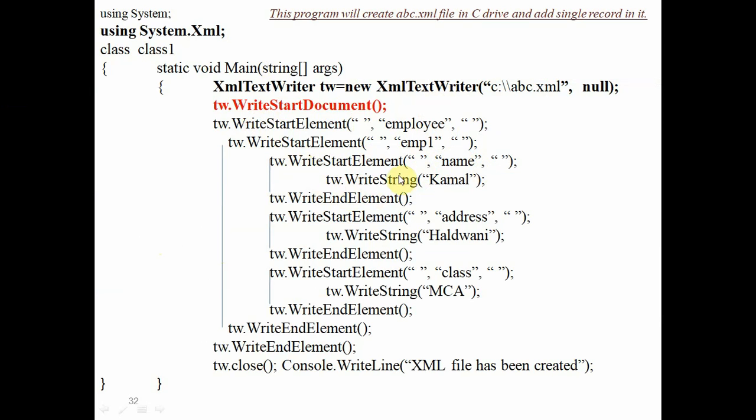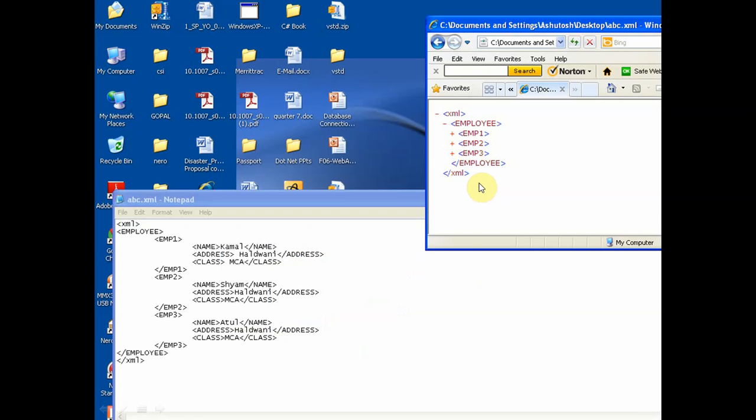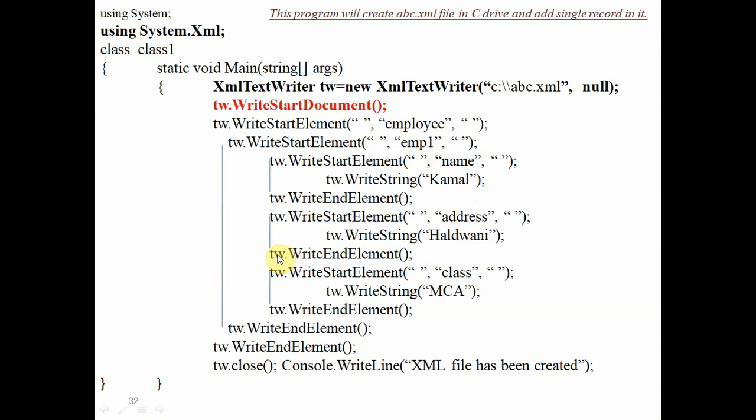And finally WriteString. This is different from this function. Here we are writing WriteString Kamal. For the string value, we will use tw.WriteString.